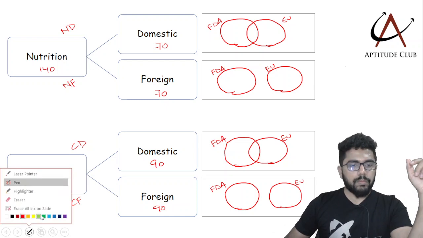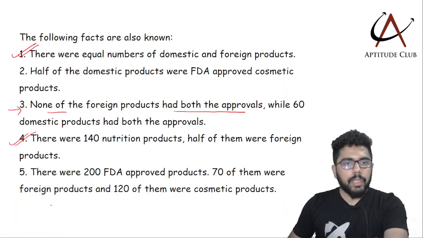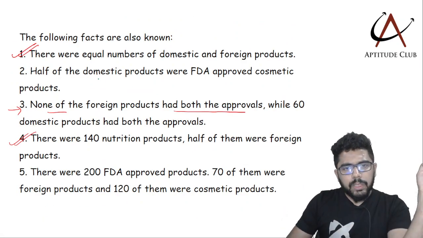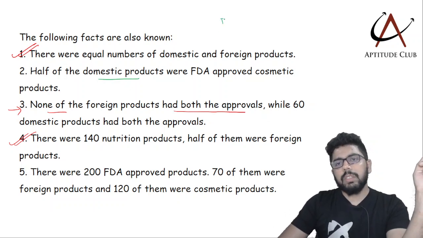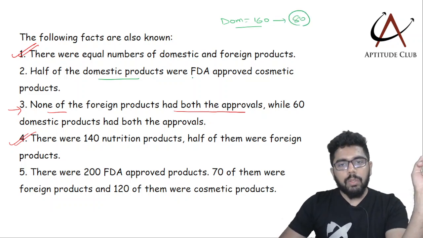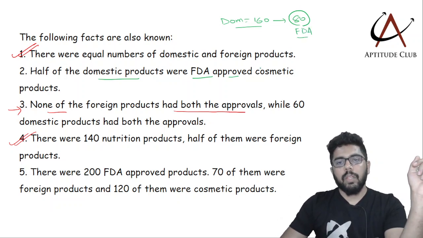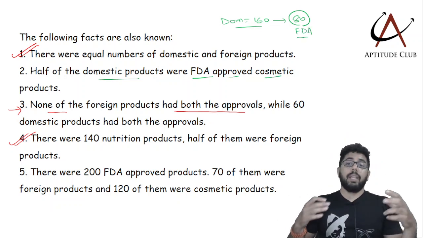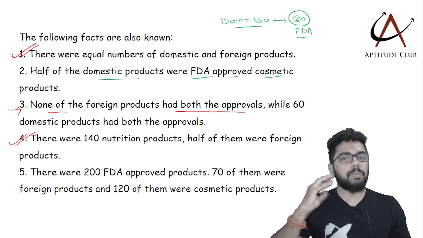This is what is given. Next, it is said that half of the domestic products, total domestic, I have 160 products, and half of them, that is 80 domestic products, were FDA approved, and they were also cosmetic. So 80 are FDA approved cosmetic products.